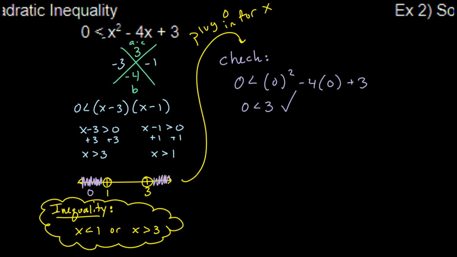So the process is factor, find solutions, draw a number line, plug in 0. If 0 works, shade where 0 is. If 0 doesn't work, what do we do? Don't shade where 0 is. Okay, next one.